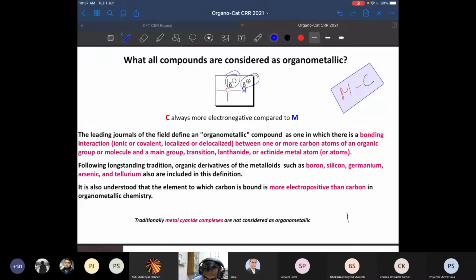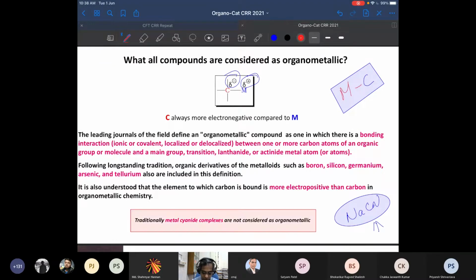Say for example, sodium cyanide, NaCN. Sodium is a metal, and you have CN, so carbon is there. I don't call this an organometallic compound. Traditionally, as I have put at the bottom, metal cyanide complexes are not considered organometallic. That's an exceptional case. Those who go for advanced chemistry will be able to understand what that actually means. At your level, that is not required.